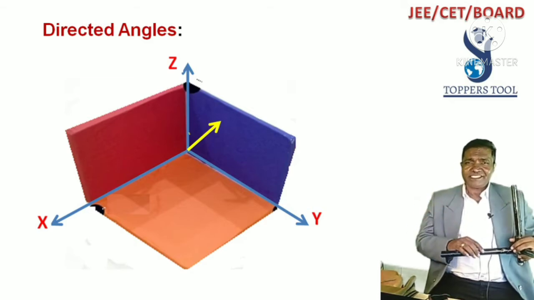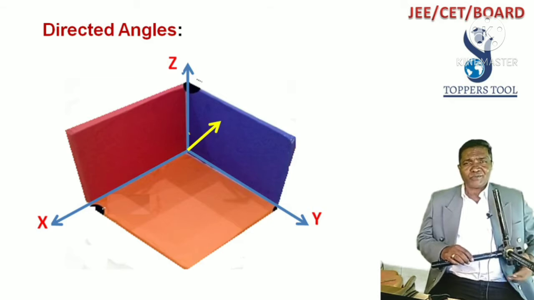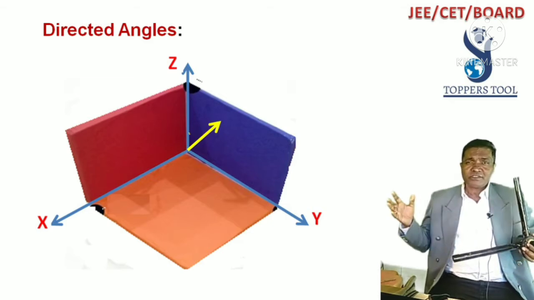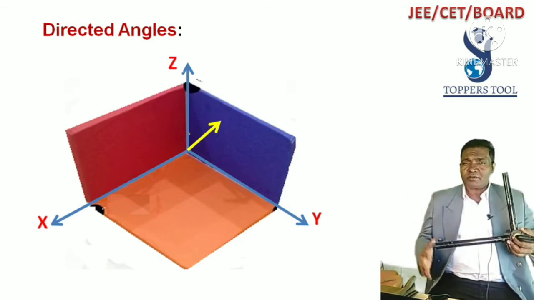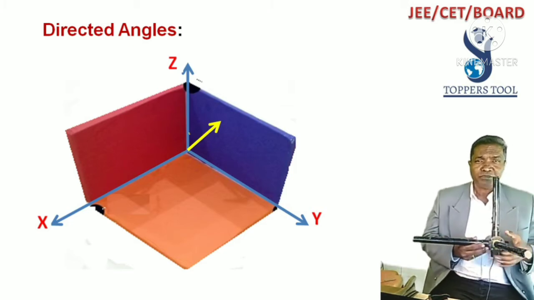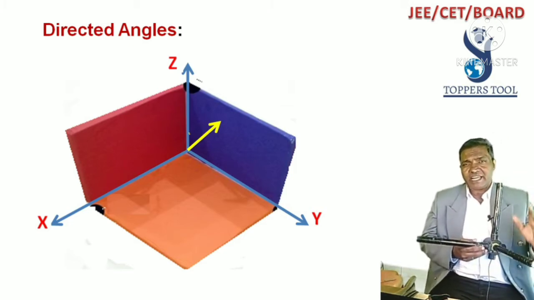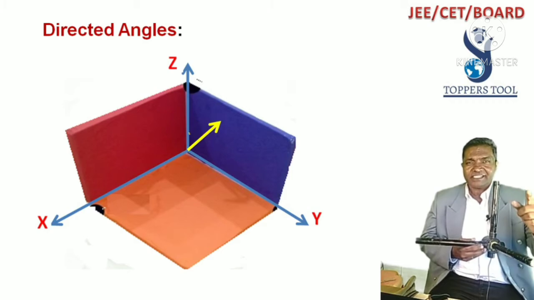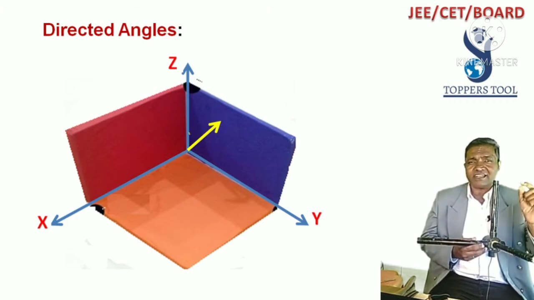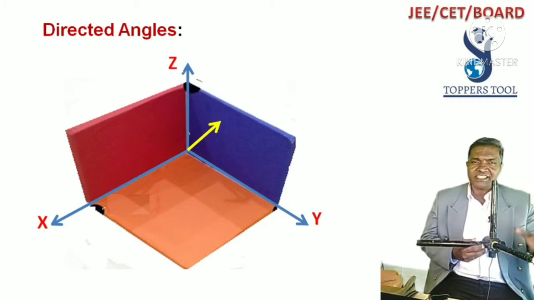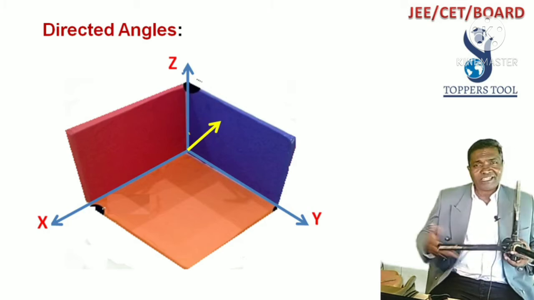Today we'll be discussing direction cosines of a line. Throughout this chapter we talk about direction cosines of a line. If you don't have the correct idea of direction cosines, then you can't understand a single concept of this three-dimensional geometry. So let's begin.